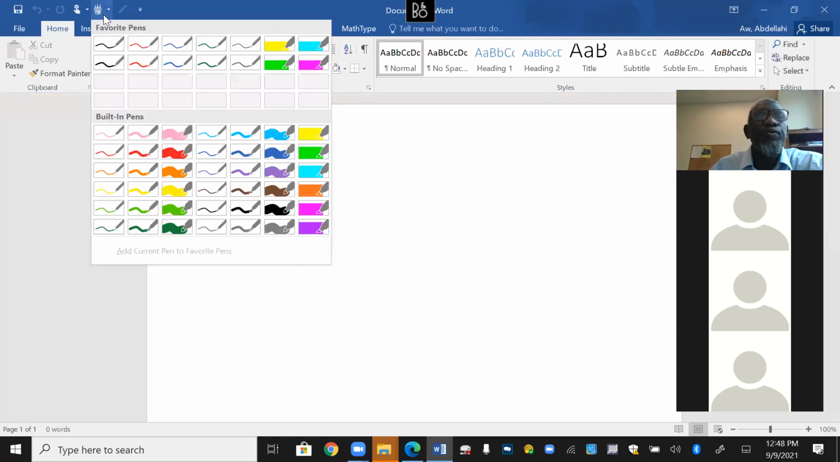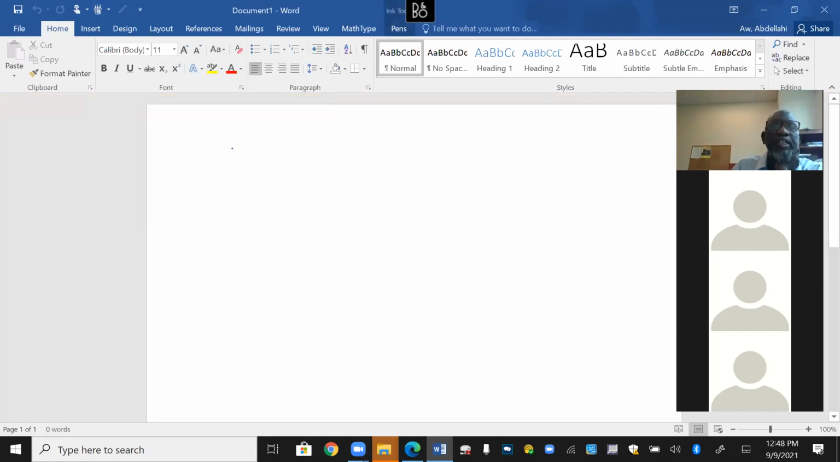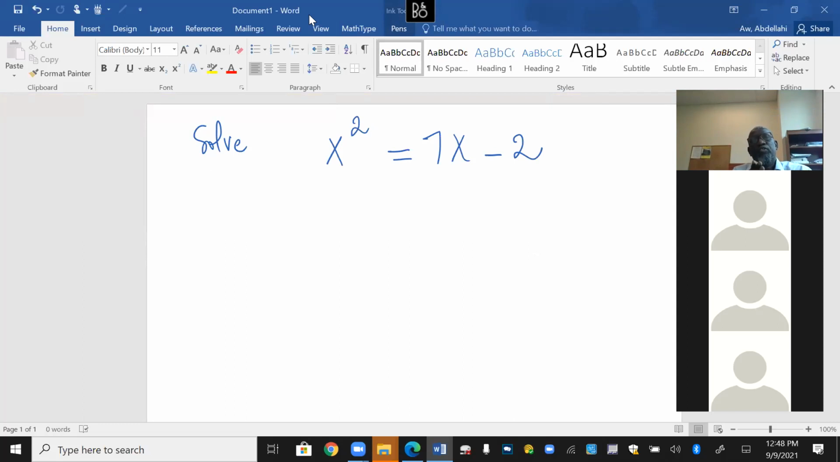Before we move on, we're going to do this real quick. Solve. Go ahead, everybody. Can you solve this equation, x squared equals 7x minus 2? Of course, the easiest way to do it is to use the quadratic formula.